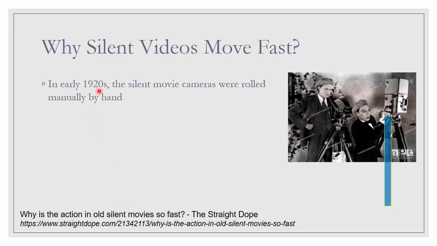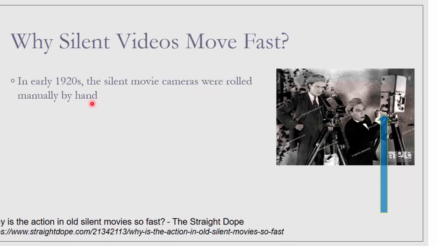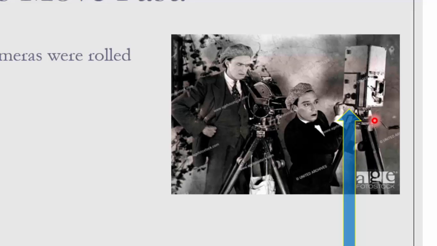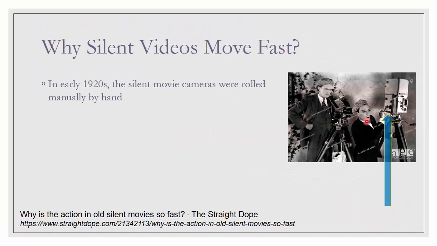In the early 1920s, silent movie cameras were rolled manually by hand. Can you imagine that? This is a sample picture of it. This is a modern video camera. This is the silent video camera that is actually moved manually by hand. You can see the cameraman here is rotating this lever.